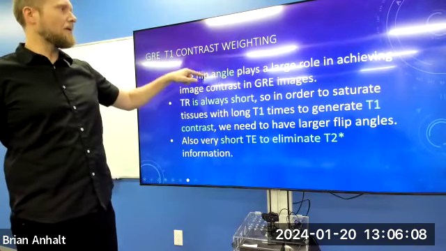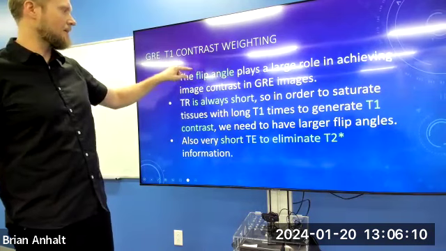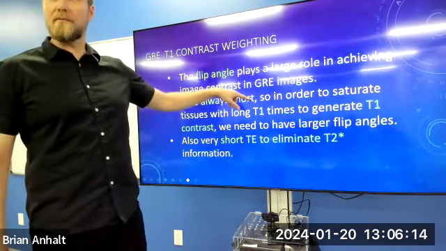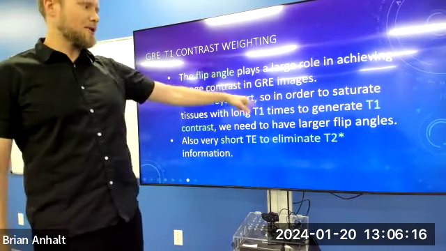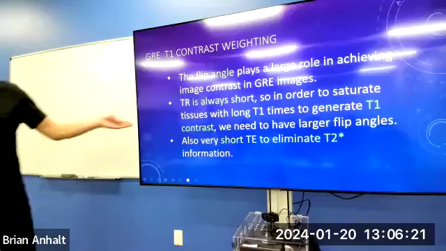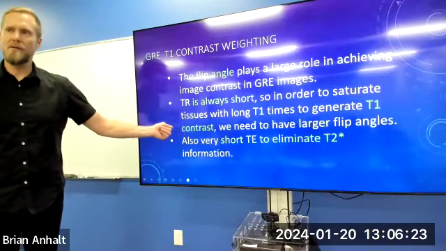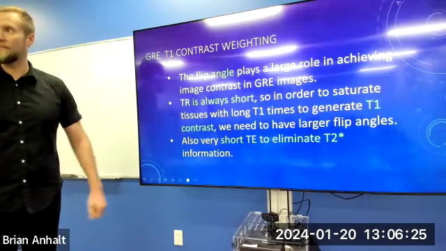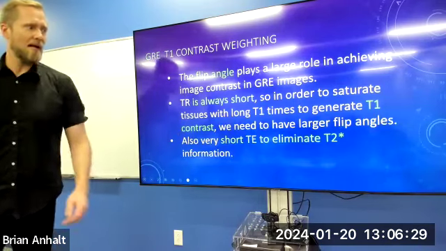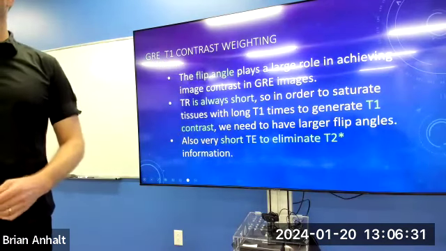Follow me, keep following me here. Hang on, you're gonna get this. Since the TR is always short, to avoid saturation, thus minimizing T1 contrast, we have to have a lower flip angle. And to get T1 information, we have to have a higher flip angle.